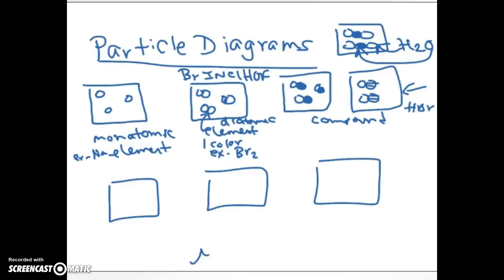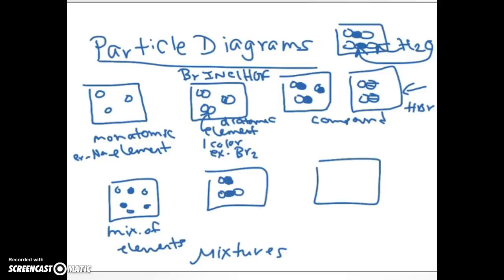We also have mixtures, and I'm going to show you three different types of mixtures. We have mixtures where we could mix elements, just elements together. This would just be a mixture of elements. We can mix compounds together. So this would be a mixture of compounds.